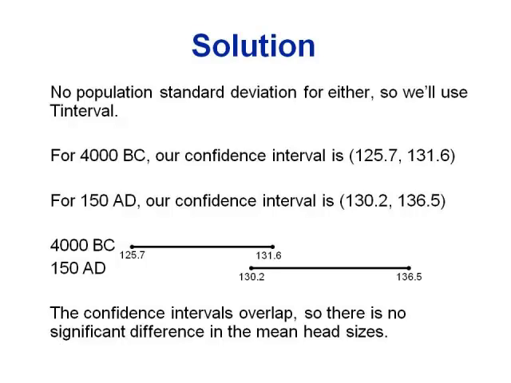So if you look at that, there's actually a little bit of an overlap. Confidence intervals mean that we think the population mean is somewhere in that interval. So there's an overlap here, which means it's possible that both means could fall right within that overlap. So they could actually be the same. So that means there's no statistically significant difference between the mean head sizes in 4000 BC and 150 AD. Those would have to be completely separate and not overlap at all to have a significant difference between the two.